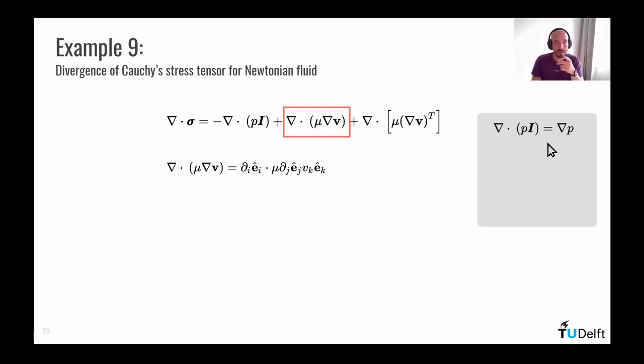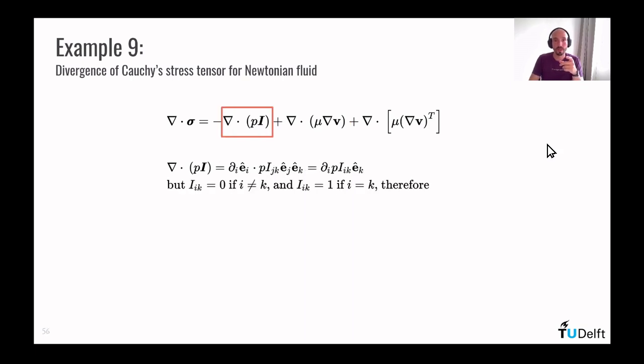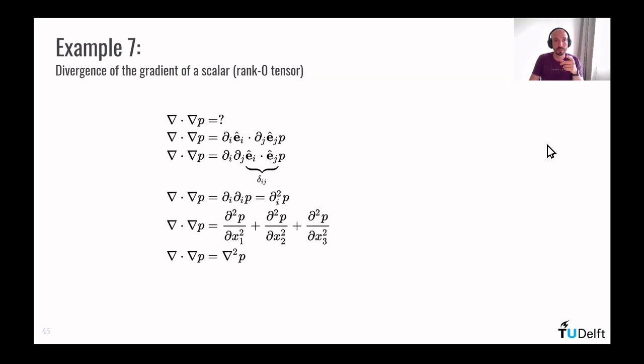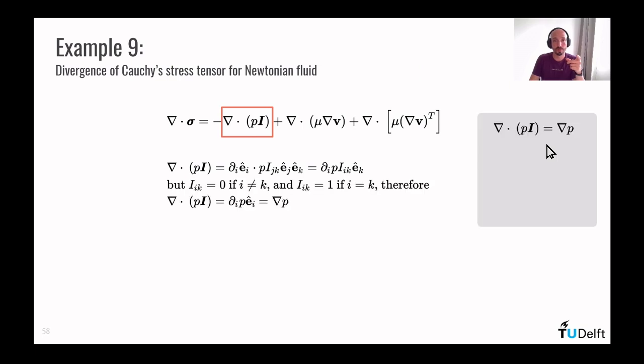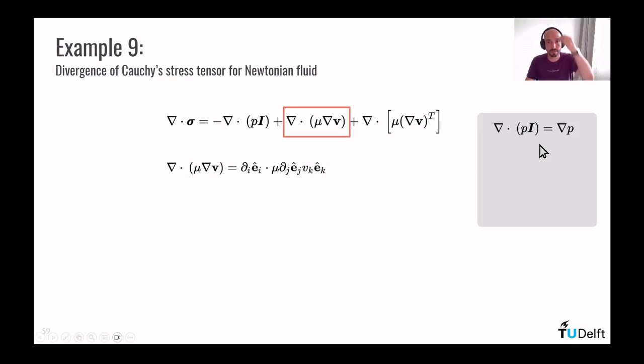We already solved a problem similar to this one before. I think it was example number 7. Yeah, this one. But now we have this viscosity here. But the problem is very similar. It's not completely similar because this v is not a scalar anymore, but it is a vector. Okay, so let's go through it.